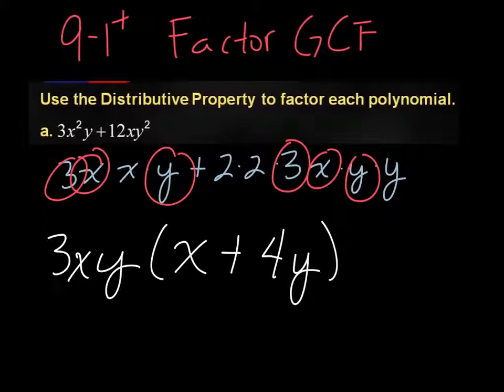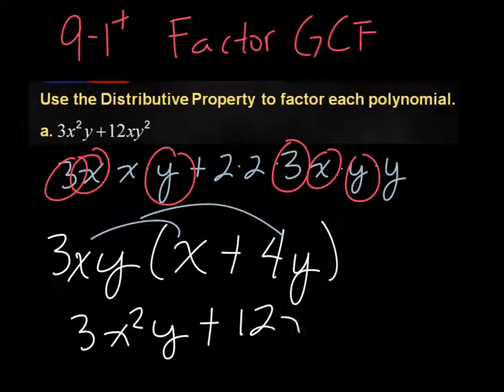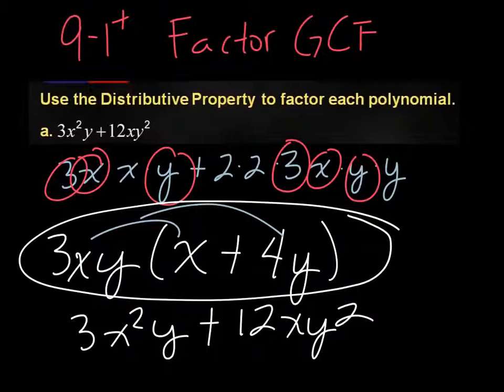If I use the distributive property and multiply that back out, I get what I started with, which is going to be 3x squared y plus 12xy squared. That was just my check step. I usually do that mentally. That's what I'd have written on my paper.